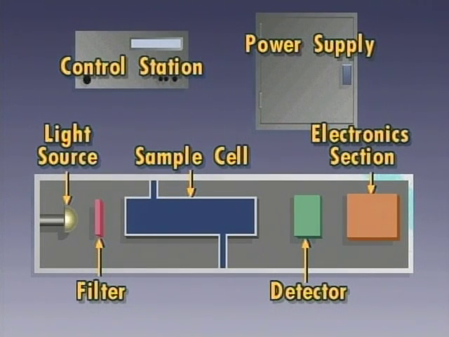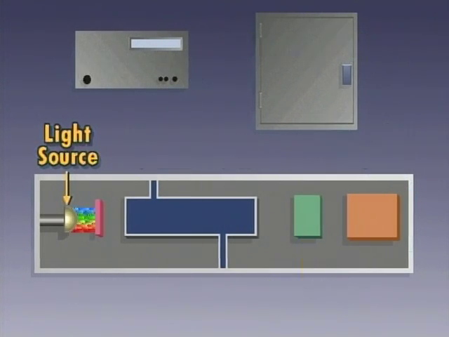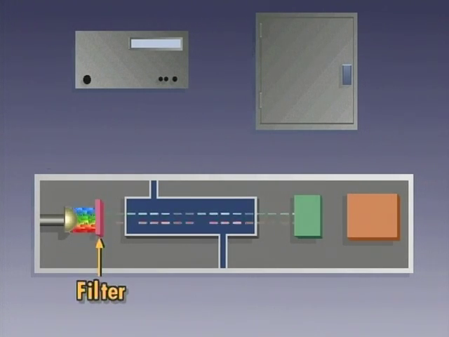The typical spectroscopic analyzer consists of at least 5 basic elements, plus a power supply and control station. Radiation from a light source passes through the filter, which blocks all light except a reference wavelength and a measurement wavelength. The reference wavelength is not absorbed by the sample component of interest, while the measurement wavelength is absorbed. The reference wavelength compensates for any contamination in the optical path, such as sample cell window fogging.